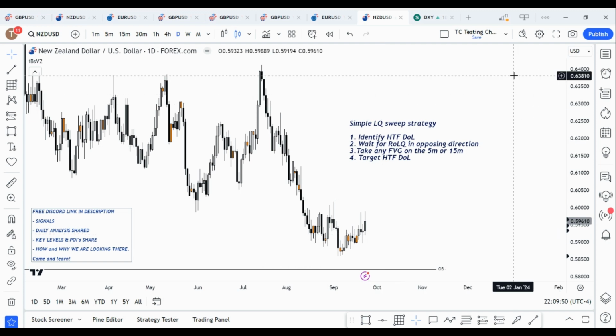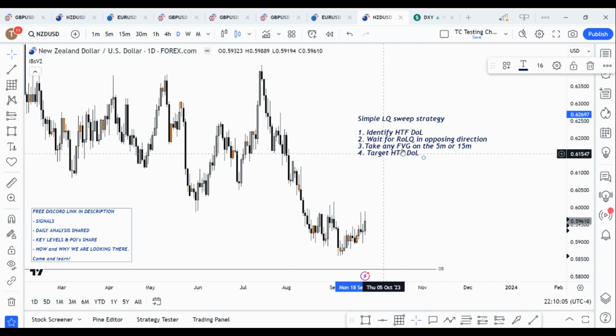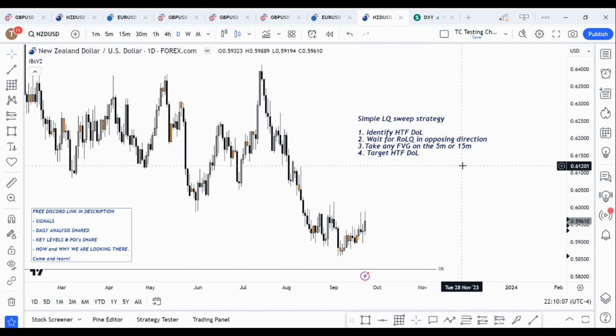Guys, today we'll be going over a very simple liquidity sweep strategy. I have just put some writing on the chart, just some key bullet points to remember for this strategy. So number one is we're going to want to identify our higher time frame draw on liquidity.